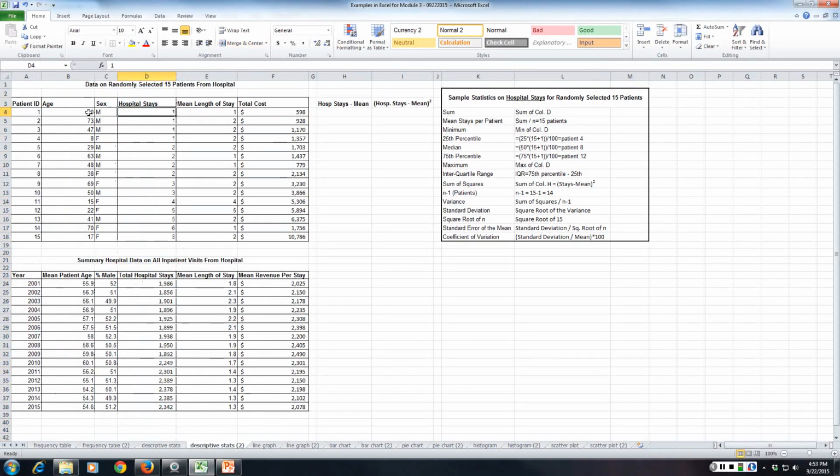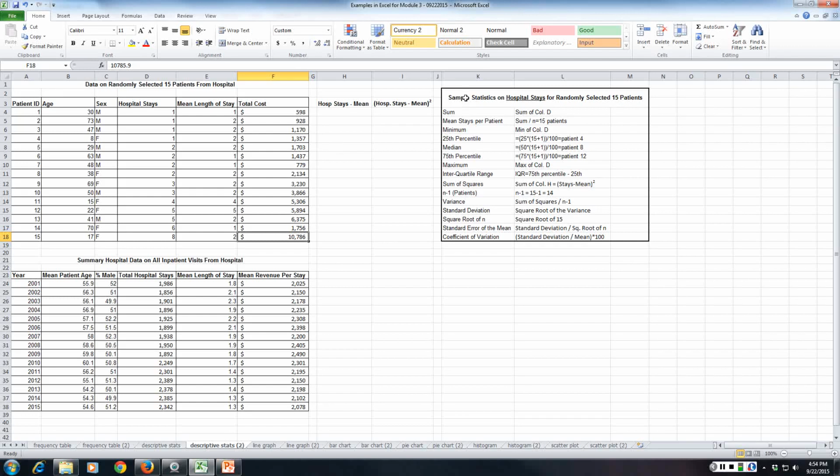Column D, you're looking at hospital stays. So total hospital stays in a year for that patient. Column E is the mean length of stay. So this is how many days did they stay in the hospital on average per stay. For instance, for this person down here in cell D18, they had 8 hospital stays. Their mean length of stay per stay was 2 days. And then column F is the total hospital costs for that person across all of their stays. So pretty typical data you would see on hospital patients.